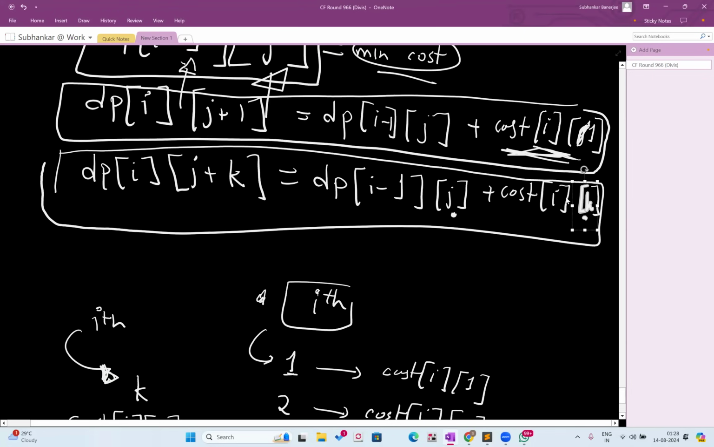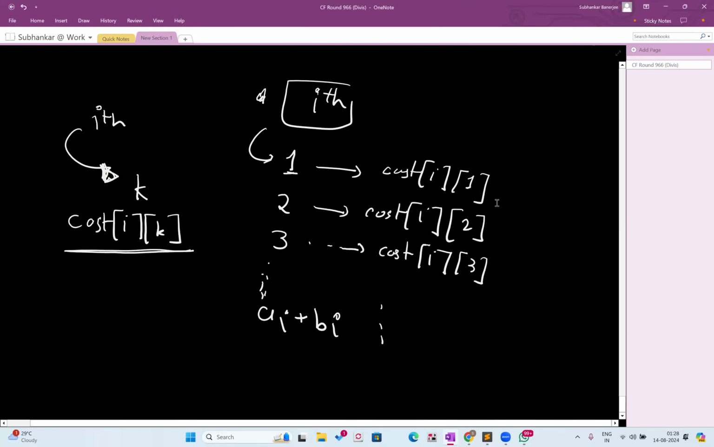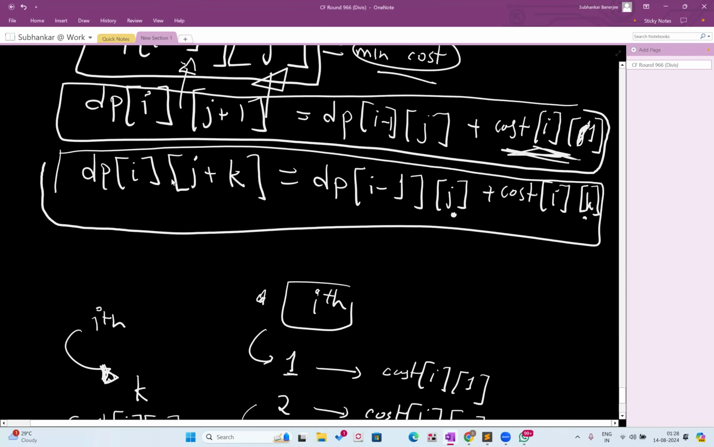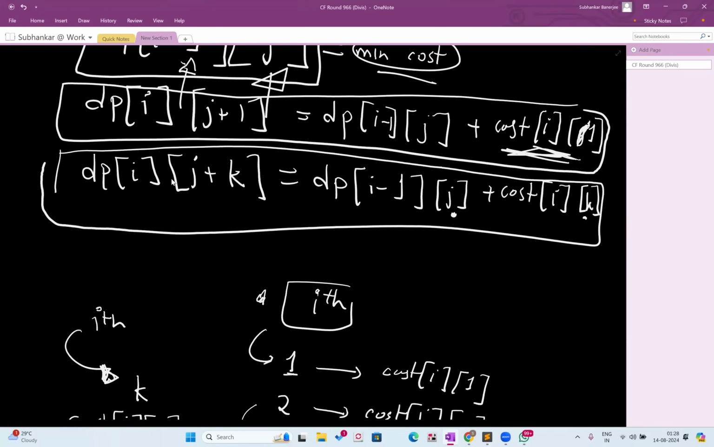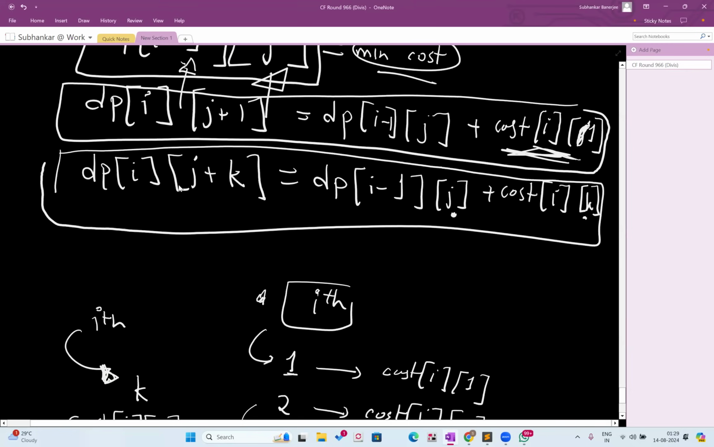Provided the current rectangle has that, k is limited by a plus b, right? Exactly. This k should be between 1 and ai plus bi. Suppose k is here. This transition is kind of similar to knapsack, right? Because we have to pay a cost to add a particular score at that point. Are you getting the similarity with the knapsack? Yeah.